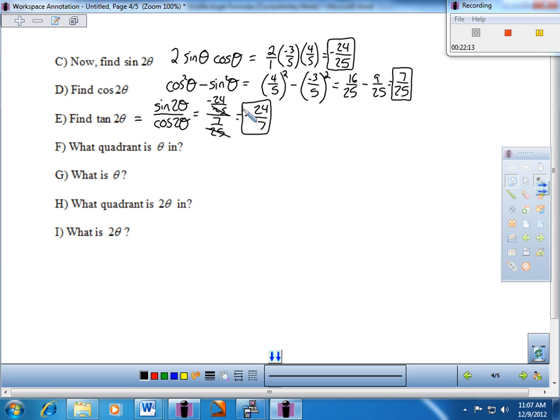Now everyone take a look at letter F. It does say this. This is intriguing. It says what quadrant is theta in. So let's talk about theta. Oh, we already did theta. Oh, theta was in 4. Sorry, we already drew that. And it says what is theta.